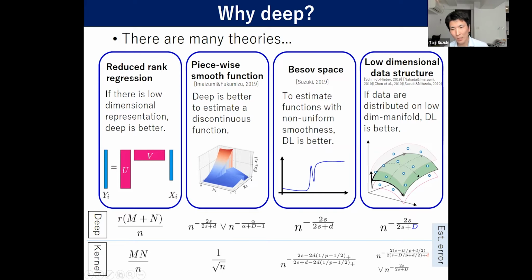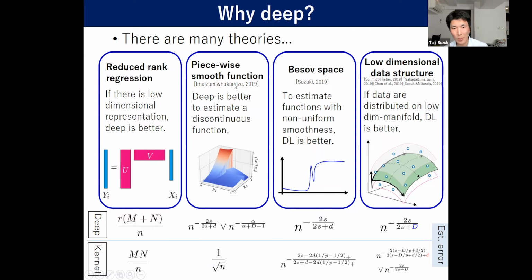Of course, it depends on the shape of the true functions. We cannot say that deep learning is always better than the kernel method, but depending on the shape of the true target function, deep learning can be better than the kernel method. For example, if the true function is in a so-called reduced rank regression model, deep learning can be better than the kernel method.